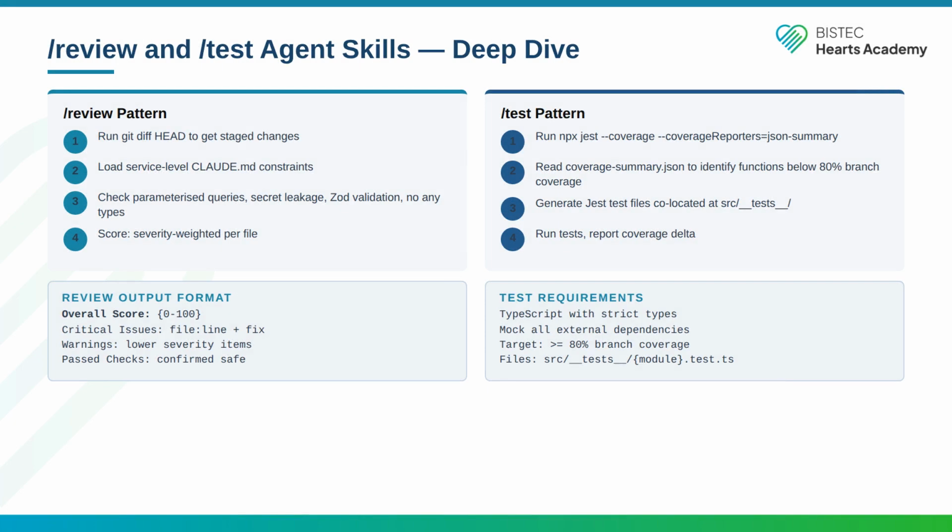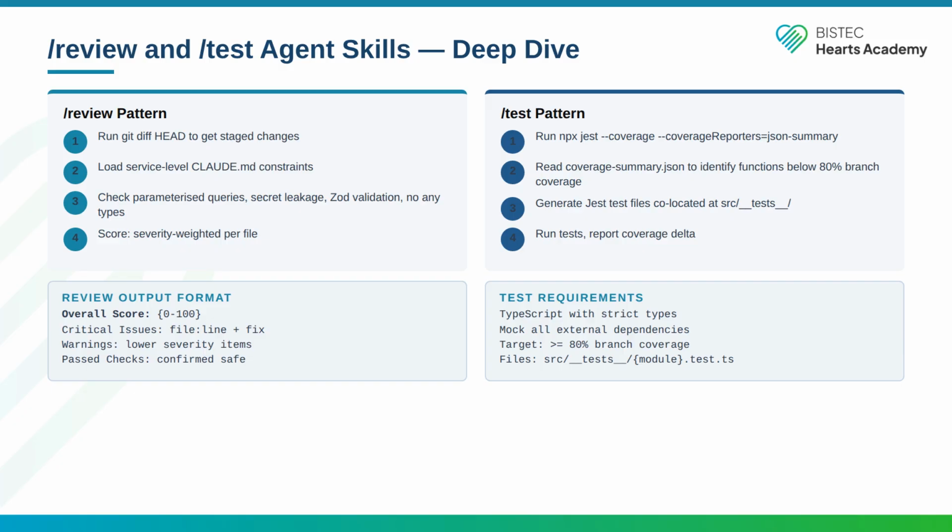The review skill implements a specific, repeatable analysis workflow. It begins by running git diff HEAD to get the current staged changes. Using the diff rather than the full file keeps the context window manageable, even on large code bases. Next, it loads the service-level CLAUDE.md constraints. This is why your constraint section needs to be specific and actionable rather than generic.